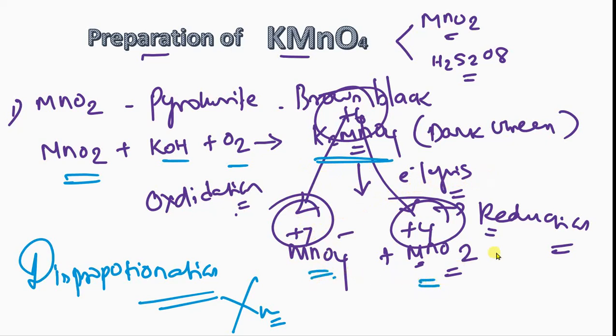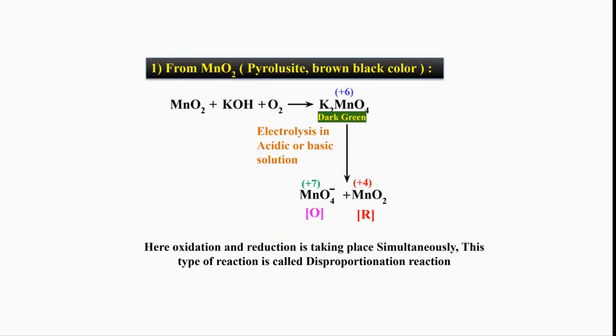Right, let us go for the clear version here. MnO2 is pyrolusite, as you know. Here, this is pyrolusite actually, brown black in color, and when treated with KOH and O2, it gives K2MnO4, which is dark green in color, which is electrolyzed. It gives MnO4 minus and MnO2.